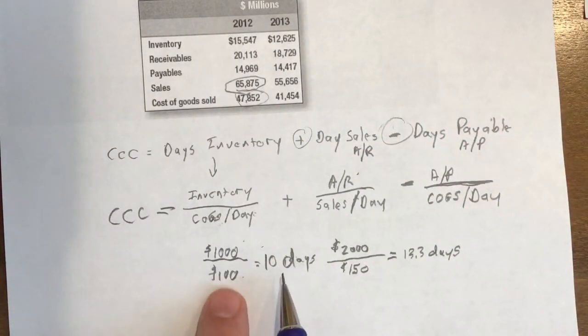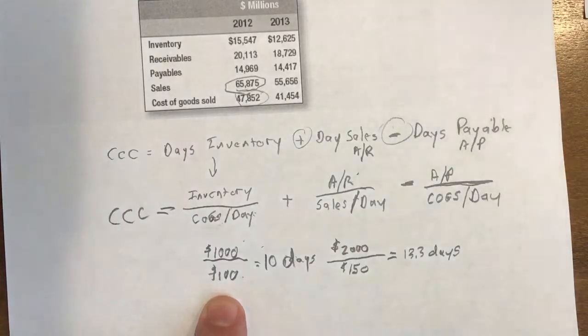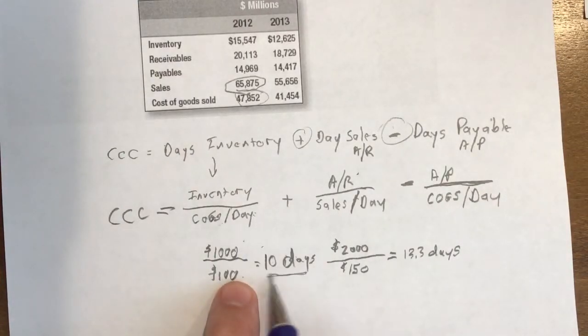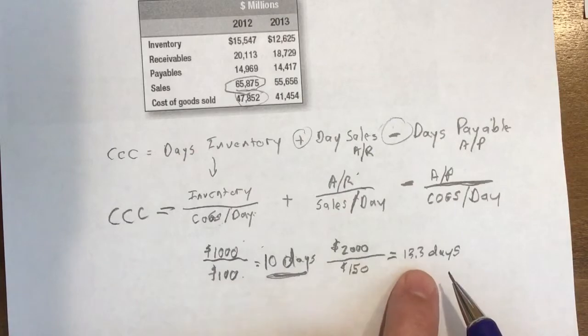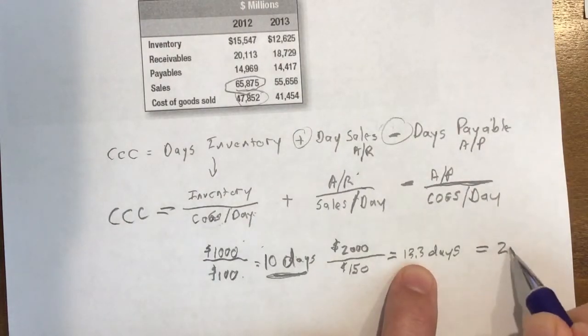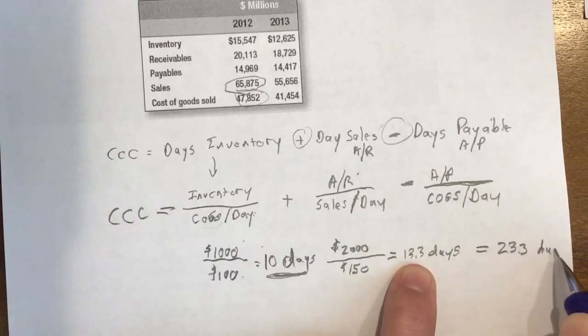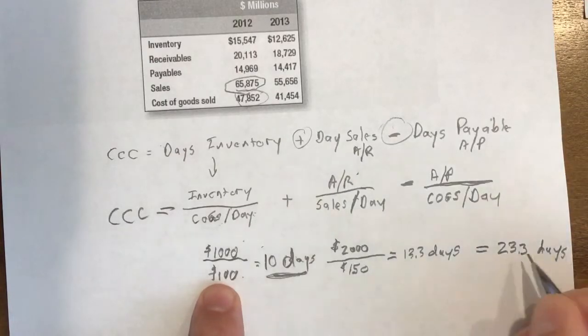The significance of this means if you want to create a product and sell it to a customer, you have to buy the product on average, you have to start accumulating the inventory 10 days prior to selling it. And then after you sell it, it takes on average 13 days to collect the money from the customer. So it takes 23.3 days from the time you make your product until the time you receive the cash for it.